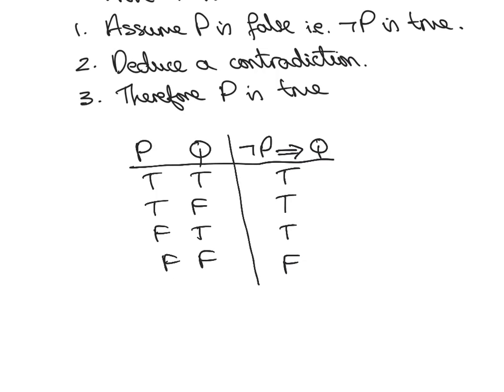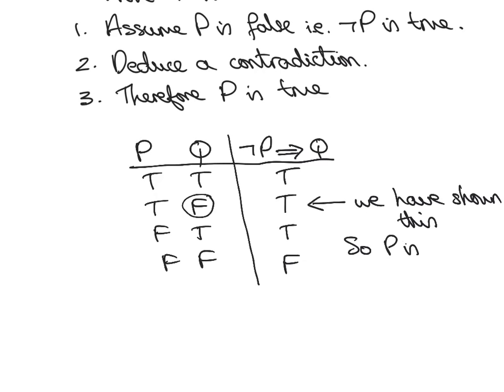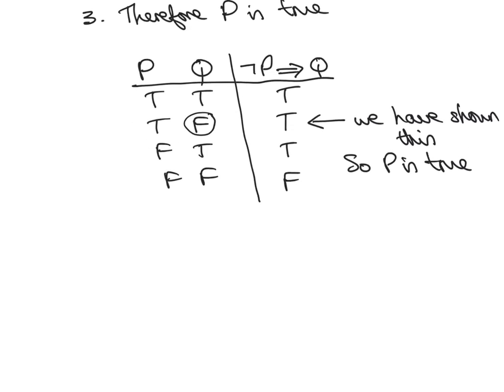Now what have we shown? Well, we've generated a proof of not P implies Q, so that must be true. So this tells us it's one of the first three options, but we also know that Q is a contradiction, so Q must be false. So we must be looking at this possibility. So we've shown this is true. And so if Q is false, then we know that P is true. Okay, so that's the logic behind it. Let's now look at an example.